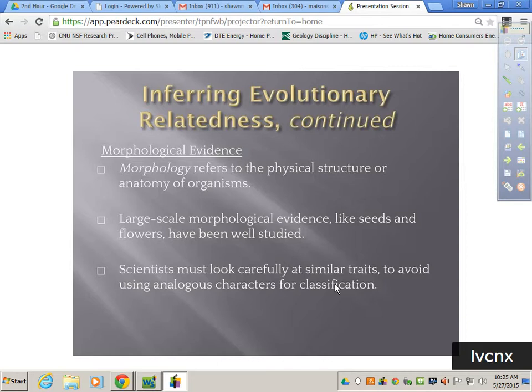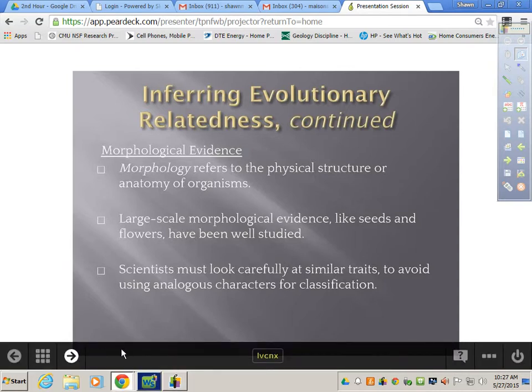There's large-scale morphological evidence like seeds and flowers, and we talked about how we put those different types of plants into clades based on that. And scientists must also look carefully at similar traits to avoid using analogous characteristics for classification. So if I use the wings, for example, again, of an insect and the wings of a bird, though they are both wings, they do not have a common ancestry. It would be a mistake to infer relatedness with those two organisms. Fossils, that's a big one. You can accidentally make a morphological mistake very easily looking at fossils.